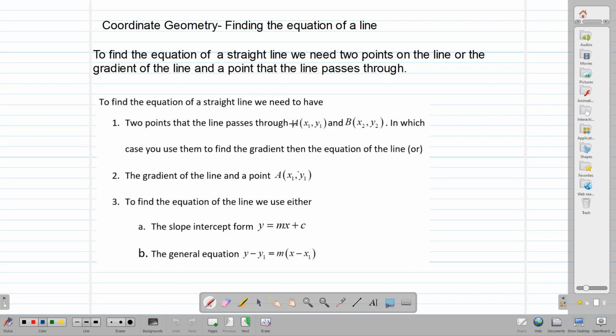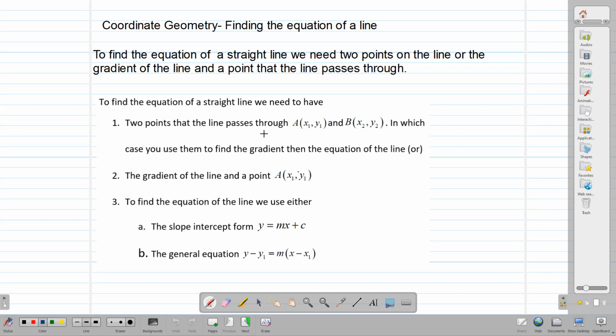Coordinate geometry often involves finding the equation of lines, and when you get your CSEC questions, more often than not, you will be asked to find the gradient of a line along with some other aspect of coordinate geometry.